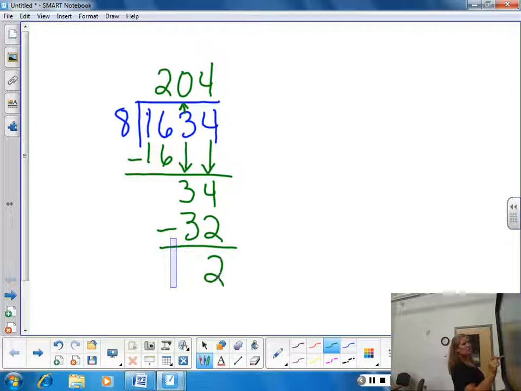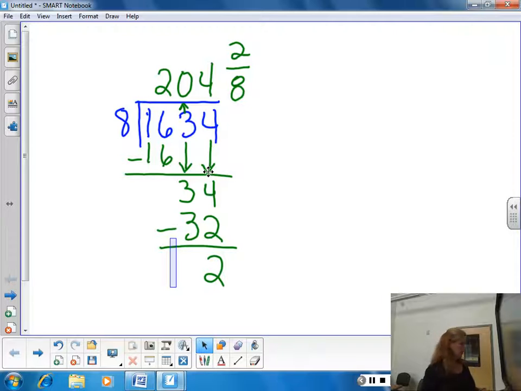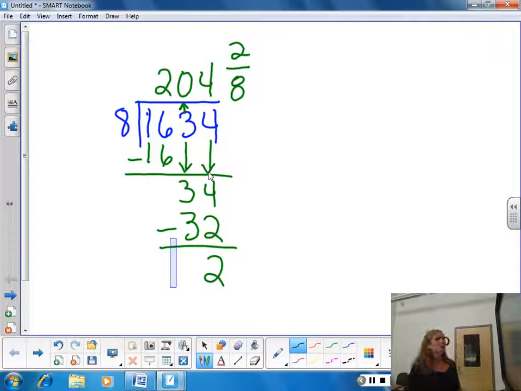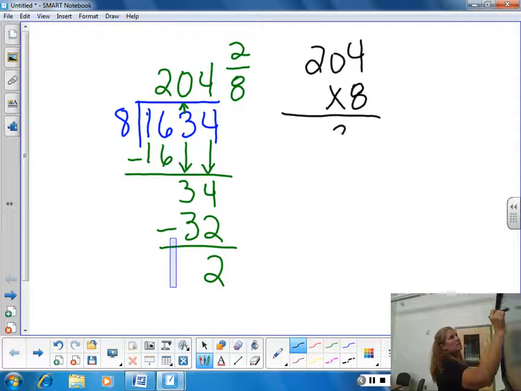This gives me 2, so I have 2 out of 8 left over. Some of you may have had some fraction experience in the past, and you say, oh, can I reduce that? Don't worry about reducing, because we haven't done it yet. I just want you to write the actual divisor on the bottom and the remainder on the top. Let's check that. We take the quotient times the divisor. 8 times 4 is 32, 2 times 8 is 16, and we add the remainder.